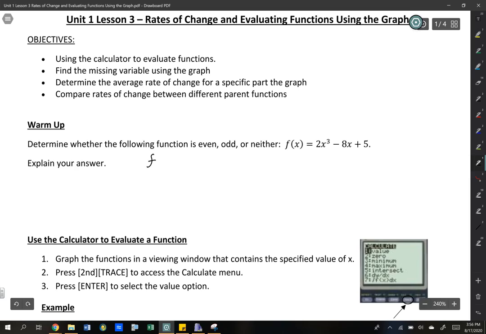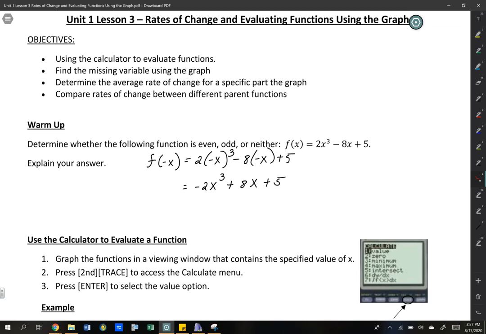I'm going to put a negative x into the function and I'm going to see if the signs change or not. When we have a negative raised to an odd power, it's going to remain negative. All right, so let's see what we have. We had a positive, and now we have a negative. We had a negative, and now we have a positive. But these two guys stayed the same, so that kind of blows it up for us.